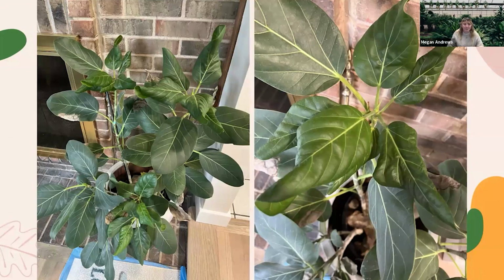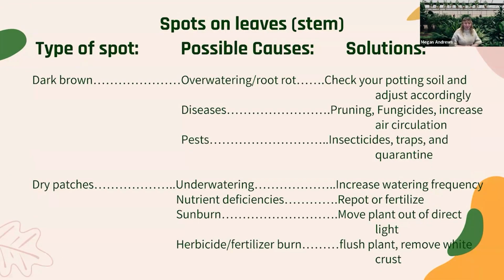See how it goes. All right, so spots on stems and leaves. So this is also a really common issue where all of a sudden there's a little yellow spot or a little brown spot. If it is a dark brown spot, it could be due to overwatering and root rot, like we saw on that alocasia. It could also be due to disease, which I have some example photos of, or it could be pests.